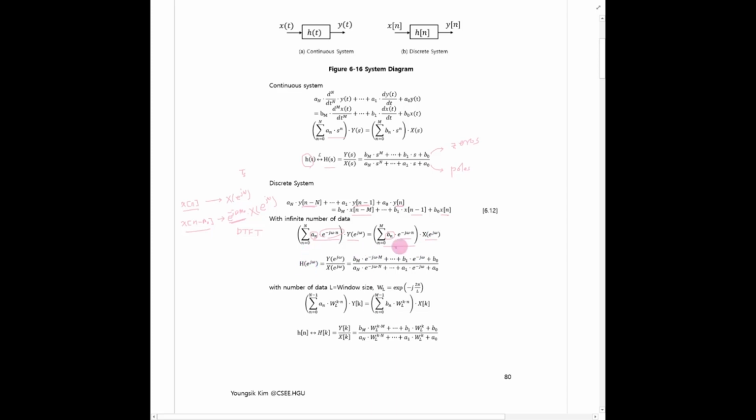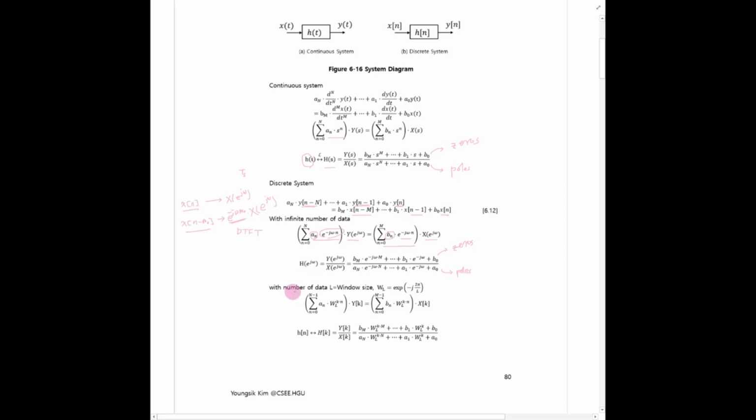The transfer function is also the ratio of Y to X. Then it will give the polynomial equation. In this rational function, the numerator polynomial will give the zeros, and the denominator will give the poles. It's the same.